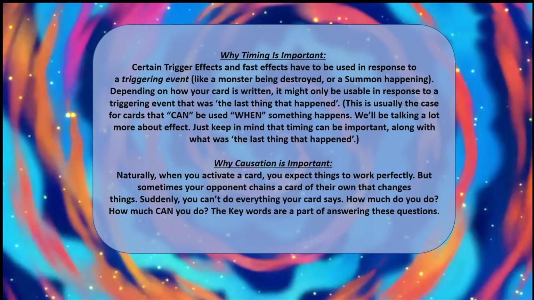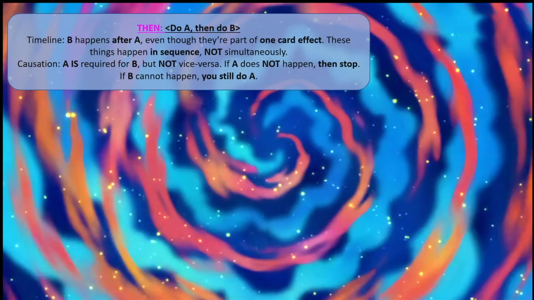So the first keyword we'll be looking at is then. So how then works is basically like the alphabet. So B comes after A. So if you know your alphabet, it's A, B, C, D, E, F, G. So how this works is A is required for B, but not vice versa. So A is everything that's written before the then, and B is everything that's written after the then.